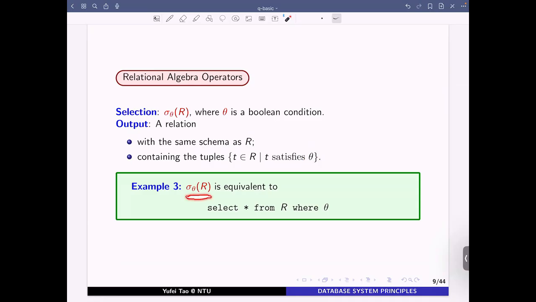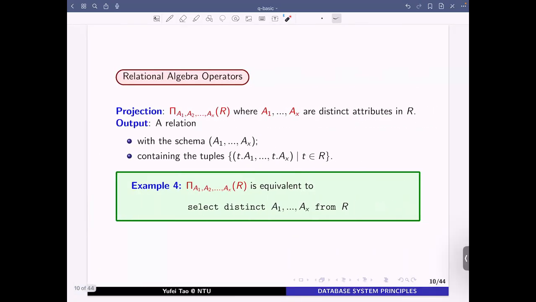So this is the selection operator. Another way to think about it is to draw equivalence to such kind of SQL statement. As you can see, you select everything from R where this theta condition holds on the tuple that you try to display. This condition holds on every tuple that you try to display. So the output of this statement is the same as the output of this selection operator.